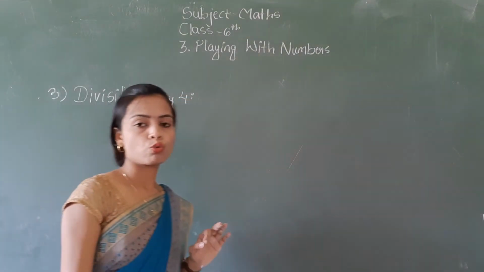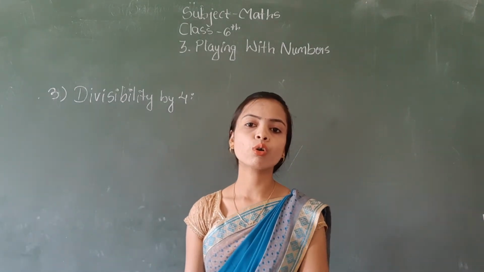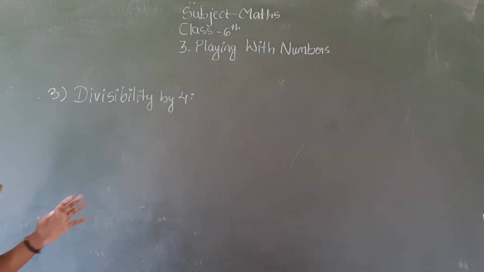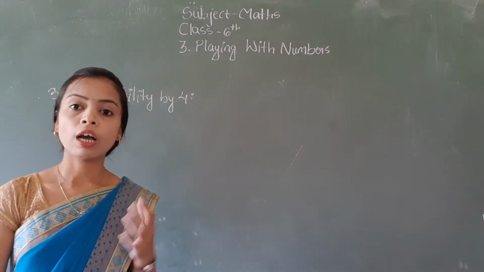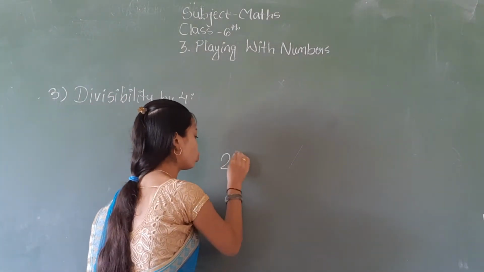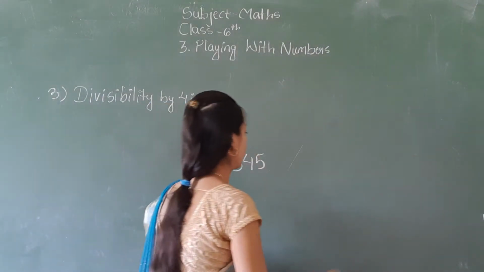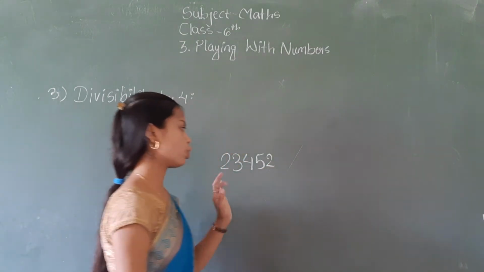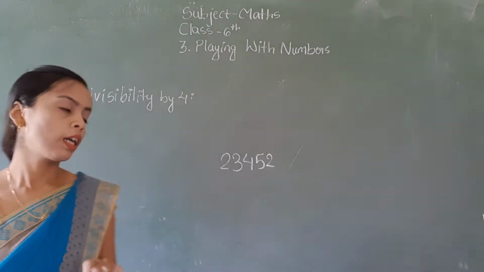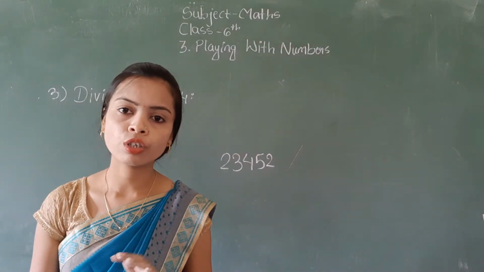Divisibility by 4. If you have to check whether the given number is divisible by 4 or not, how will you check it? You check it by dividing the given number. If the number is very big, suppose 2 3 4 5 2 is your given number and you have to tell me whether this number is exactly divisible by 4 or not. What will you do?